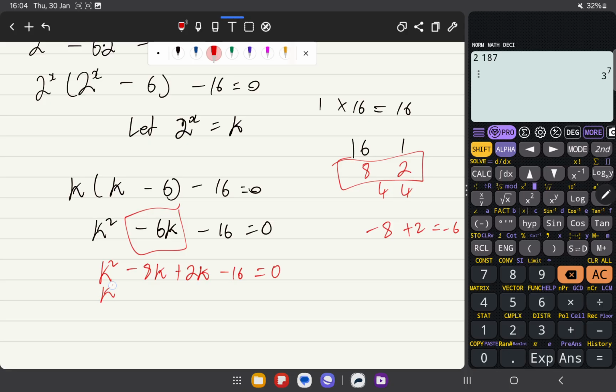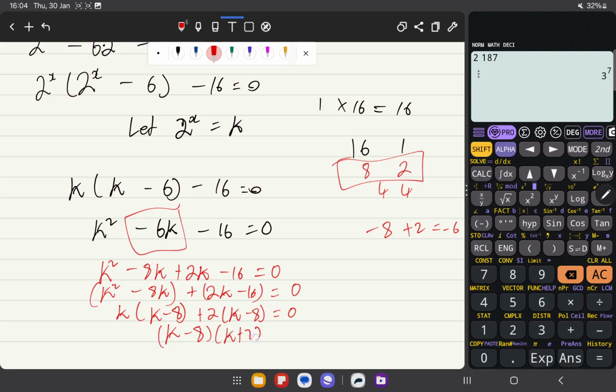Then I group them. k squared minus 8k, plus 2k minus 16. Remember, I'm grouping them. Now I take out the common factor, which is going to be k on this side, and here I have just 2. Now I have k minus 8 and k plus 2 equals 0. So what does that mean? Let me just erase this for space.